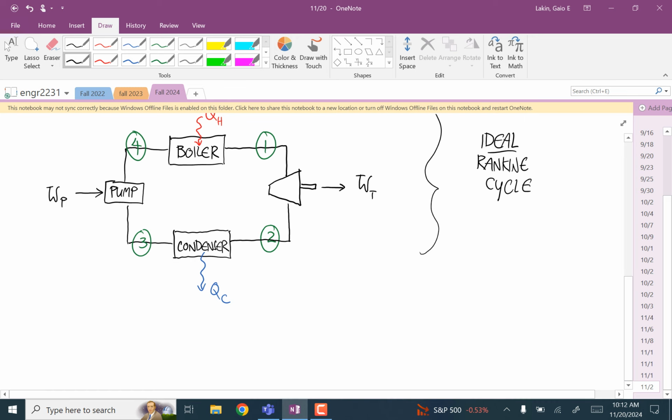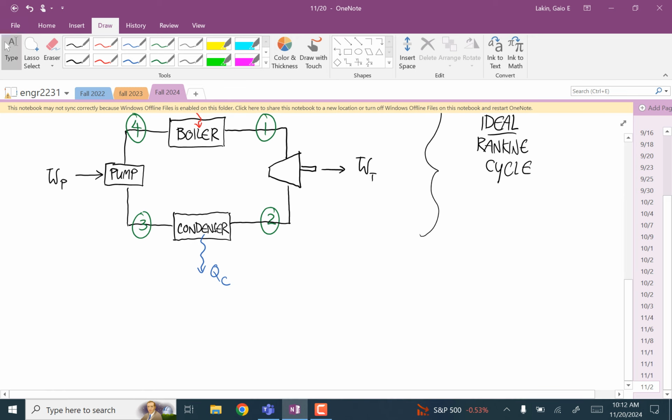Here are what these processes are. For the ideal Rankine cycle, from state 1 to state 2, this is an isentropic turbine.